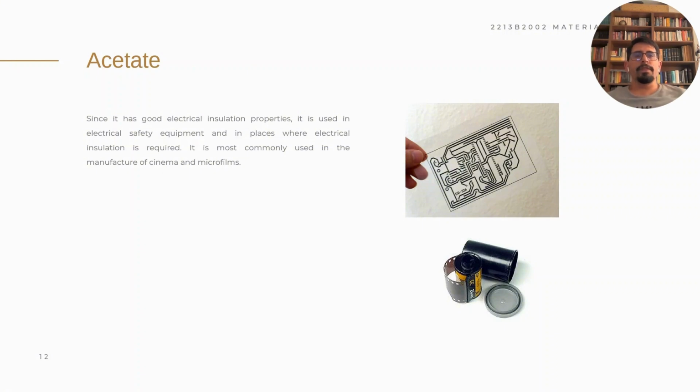Acetate is known for its excellent electrical insulation properties, which makes it a reliable choice for electrical safety equipment. It's especially useful in applications where insulation is critical to prevent unwanted current flow. Beyond electronics, acetate is widely used in the film industry.